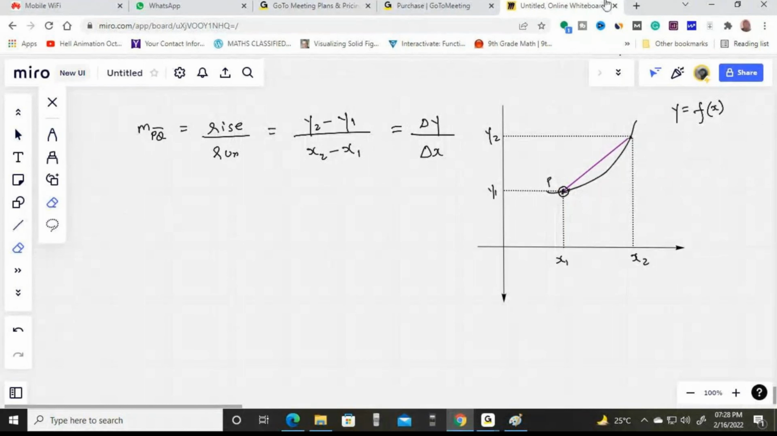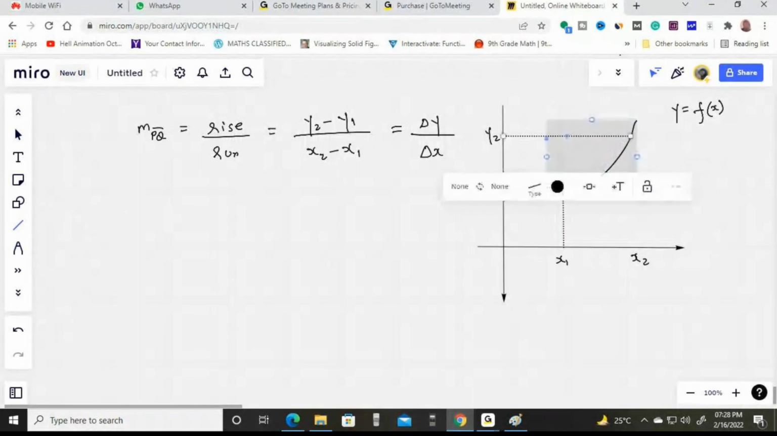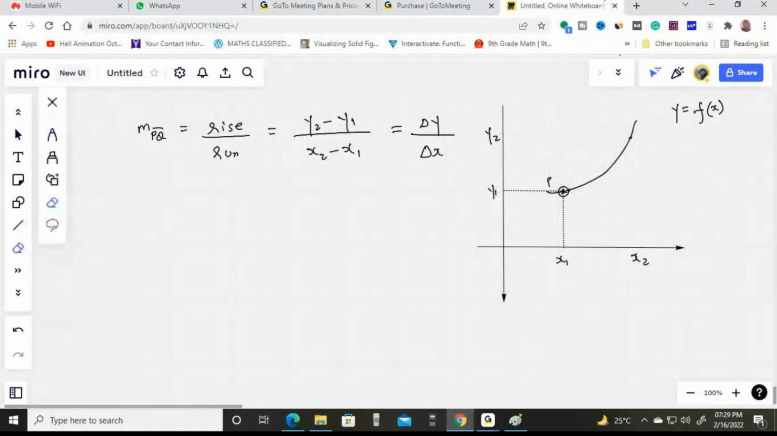Now this time Q is over here, and I just remove this big secant line. I also remove X2 and Y2 as well. Now what happens? This time your Q is over here.